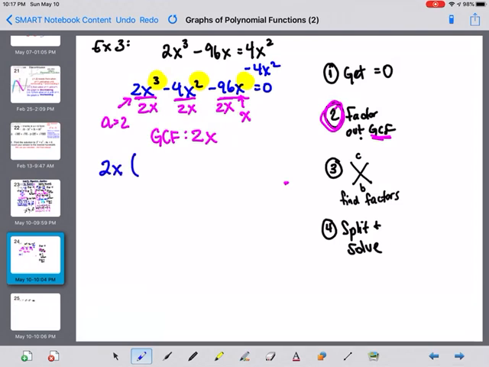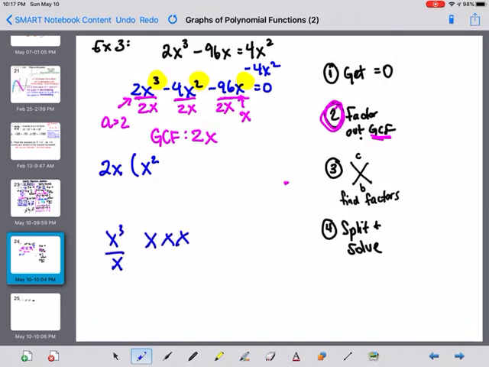So I put the GCF in front of the parentheses. And now I write what I get when I divide it. So 2x to the third divided by 2x. 2 divided by 2 is 1, so that's just 1. X to the third divided by x is x squared, because you're just subtracting the exponents, okay?